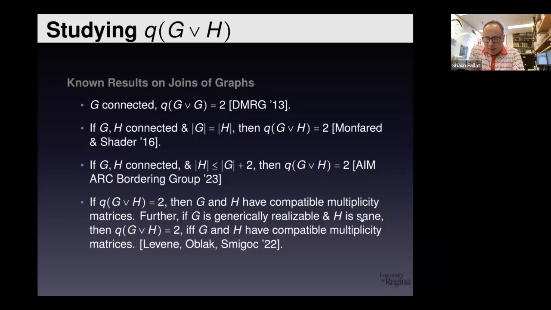And once you have these two properties, then you can deduce that the graph of the join will have Q equal to 2 if and only if they have this compatibility multiplicity condition. So if you are truly interested in understanding when Q of the join is 2, then all you really have to do is go hunting for generically realizable graphs and sane graphs. That's all you really need to do, because the compatibility multiplicity condition is exactly what you need, right?